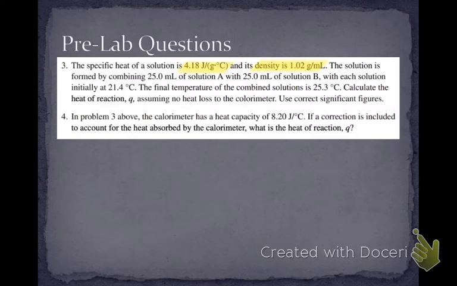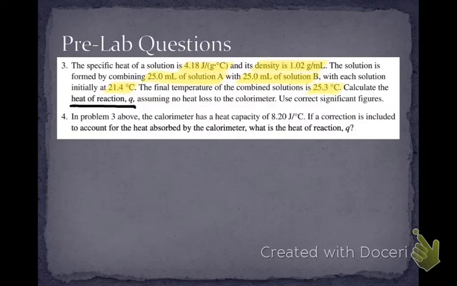And then it's telling me solution A is going to combine with solution B, and I'm using 25 mL of each. And it's giving me the initial temperature of 21.4, and it's also giving me a final temperature of 25.3, and it's telling me to calculate the heat of reaction. And it's also saying there's no heat loss to, and that's a typo. I didn't type this, Flint Scientific did, but that should be calorimeter, not colorimeter.